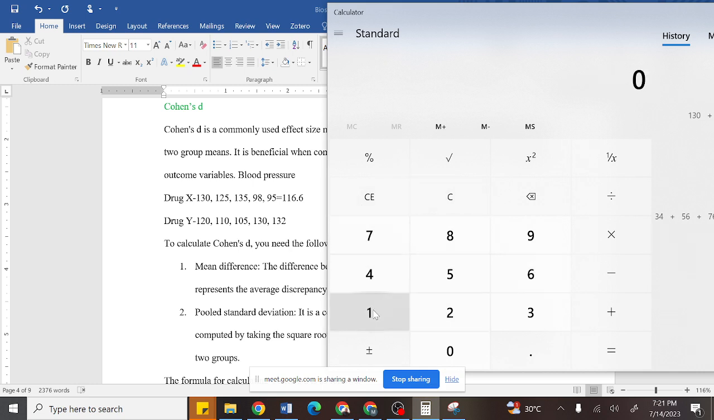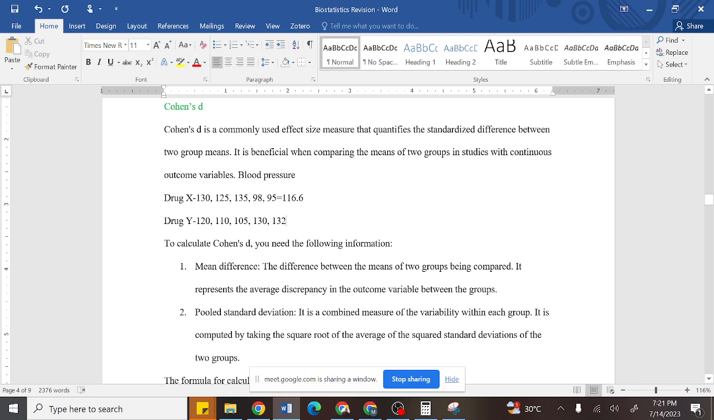So you have 120 plus 110 plus 105 plus... 119.4. Divide by 5. 119.4.